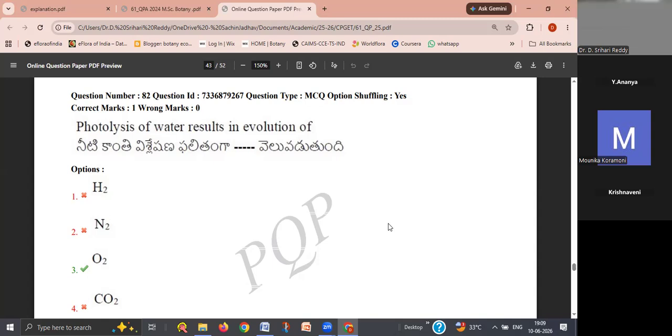But in case of non-cyclic photophosphorylation, we see the participation of two photosystems, that is PS2 and PS1. But only at PS2, this photolysis of water takes place. This is also called the oxygen evolving complex, OEC. In the OEC, what happens? The lysis of the H2O, splitting of water.